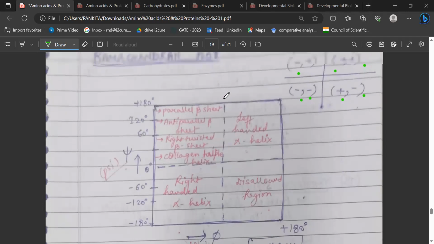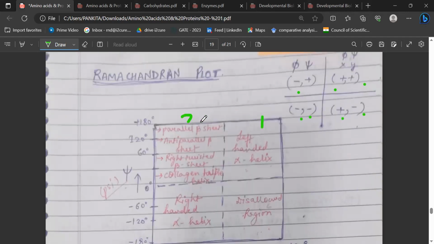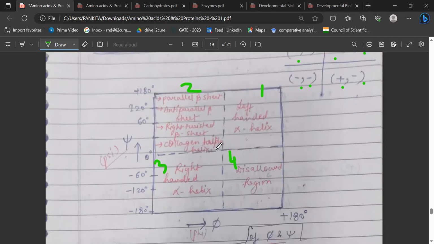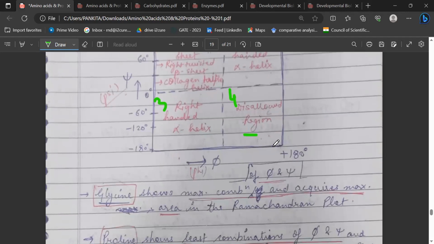This is the first quadrant, this is the second quadrant, this is the third quadrant, and this is the fourth quadrant. We get to know that in the first quadrant only left-handed alpha helical structures are present. In the second quadrant, we have parallel beta sheets, anti-parallel beta sheets, right twisted beta sheets, and the collagen triple helix. So these are the allowed regions in the second quadrant. In the third quadrant, we have all right-handed alpha helices, and if any amino acid falls in the fourth quadrant, it will be the disallowed region, so the structure won't be formed.